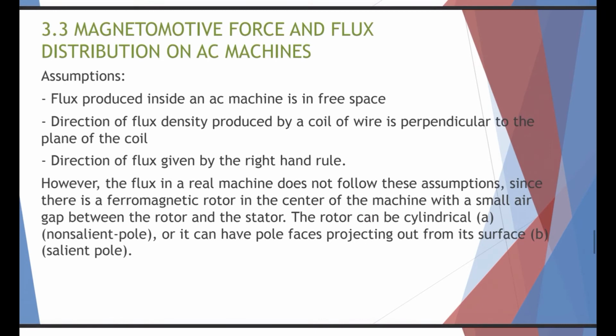Section 3.3, magnetomotive force and flux distribution on AC machines. Assumption: flux produced inside an AC machine is in free space. The direction of flux density produced by a coil of wire is perpendicular to the plane of the coil. The direction of the flux is given by the right hand rule.